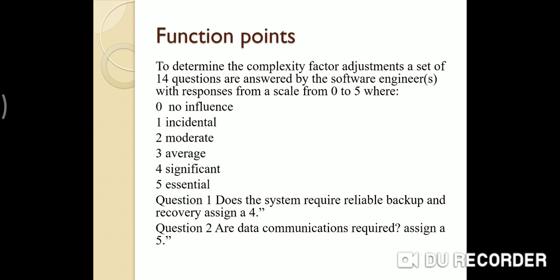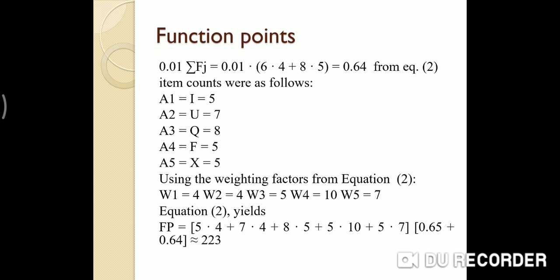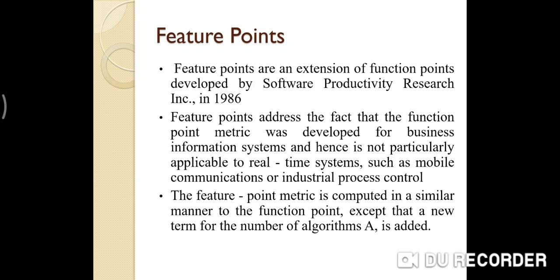So like this, by taking these scales or responses of the 14 questions and using the weighting factors, the function point can be calculated by substituting these values into the formula, and the answer is 223. The function point calculated here is 223. Okay, then the next metric is feature points.